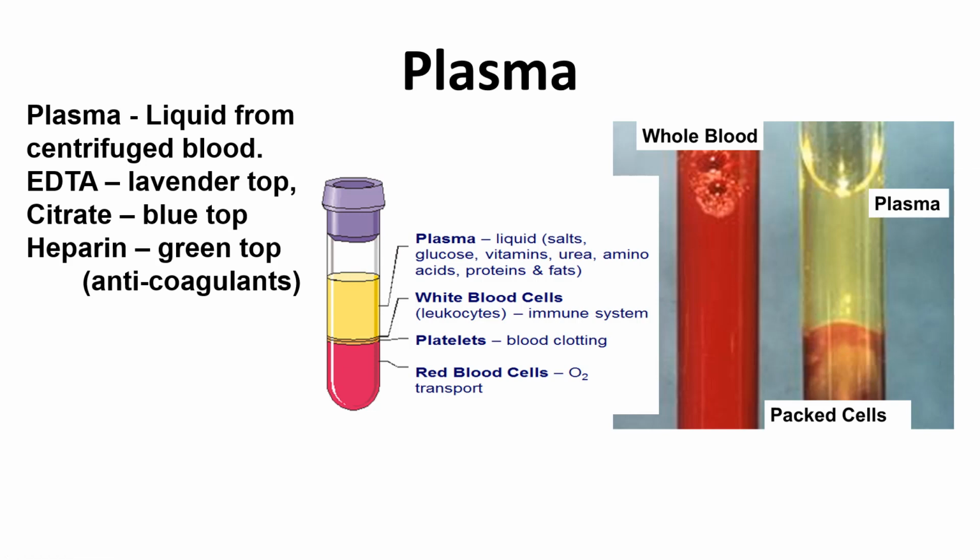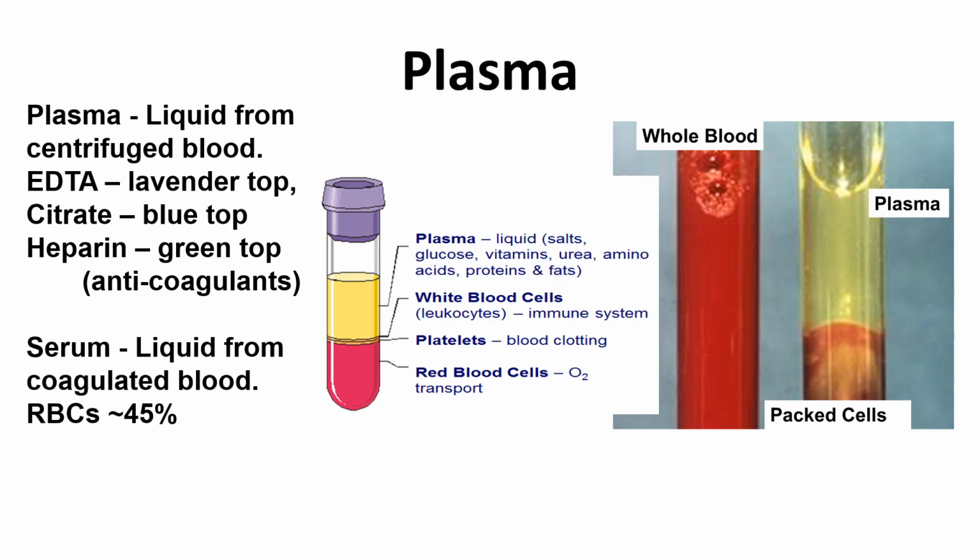And to get it separated, you need to add an anticoagulant to keep the blood from clotting, such as EDTA, which is a lavender top, citrate a blue top, and heparin a green top. You won't be asked that on the test, but these are all anticoagulants that slow the process, and you'll learn more about them as time goes on.